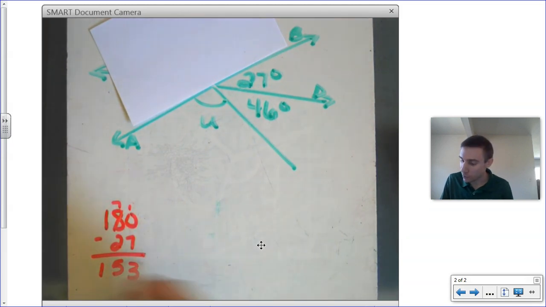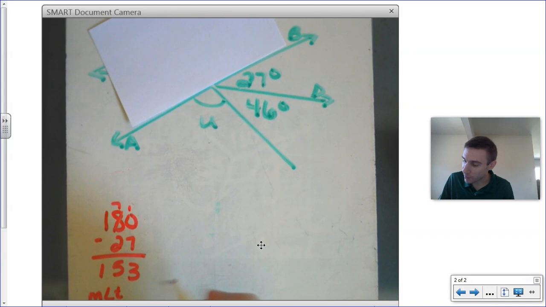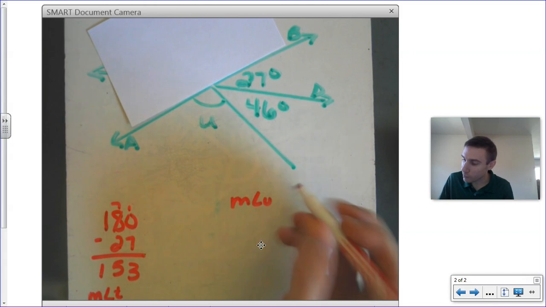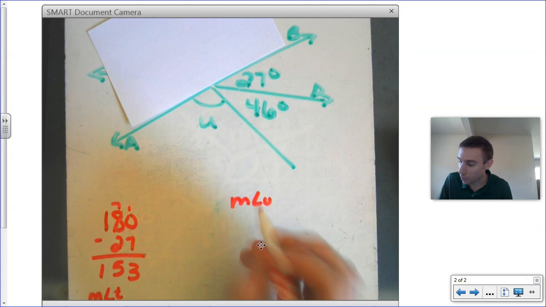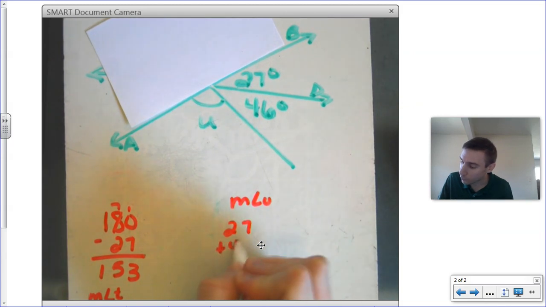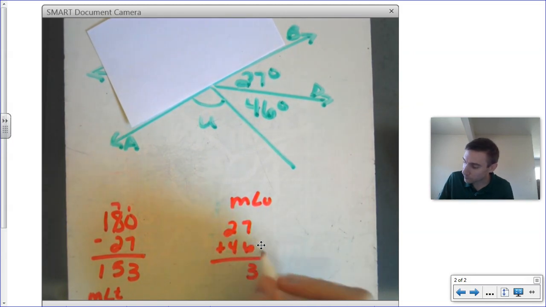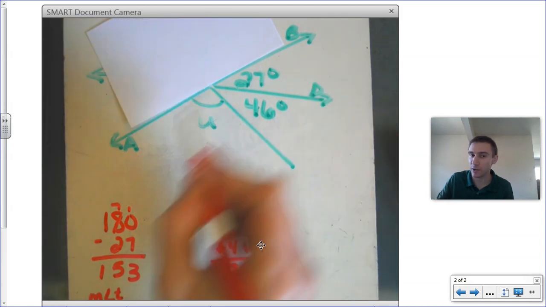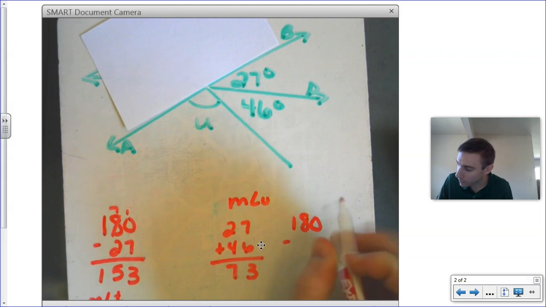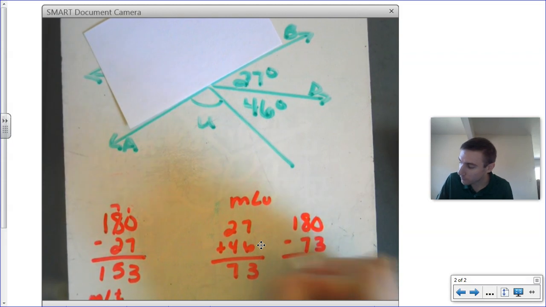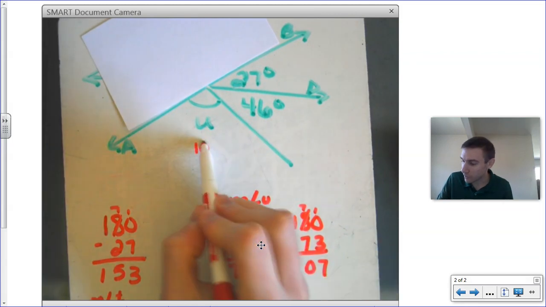So angle U, I'm going to write down here, this is the measure of angle T. And now the measure of angle U, I need to figure out how many degrees I have so far on the line. 27 plus 46 gives me 73. How many degrees are on a straight line? Well, that's my rule of 180. 180 minus 73. And it looks like I'm going to get 107 degrees here.